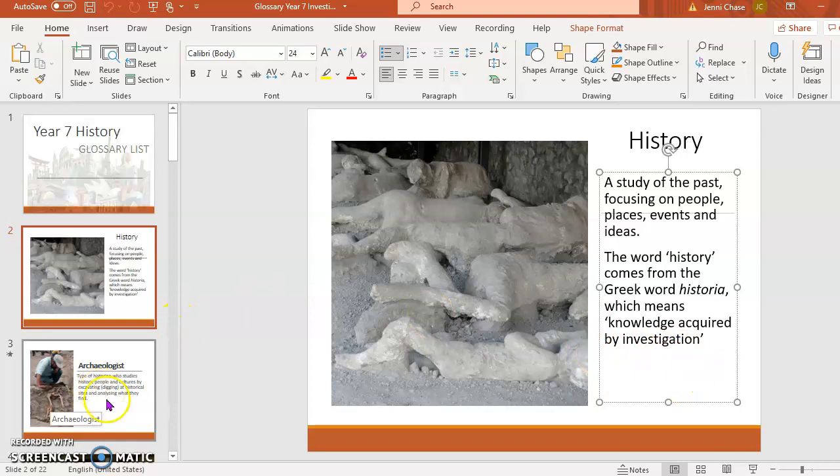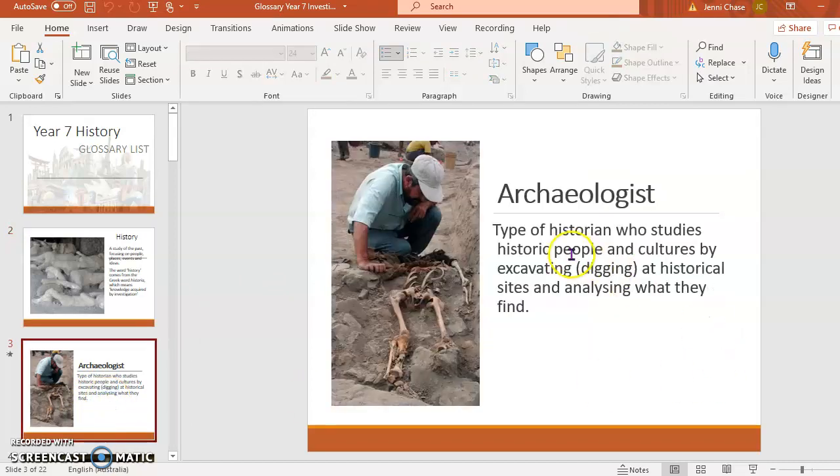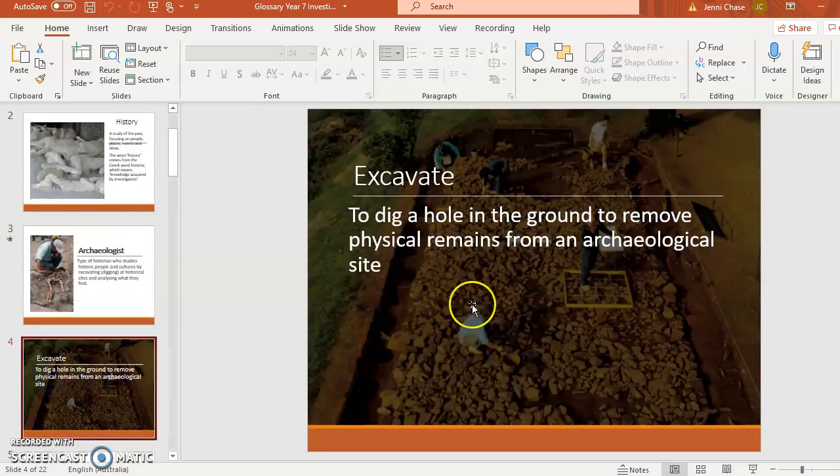So one way we do history, or some people do, is through archaeology. An archaeologist is a type of historian who studies historic people and cultures by excavating, digging basically, at historical sites and analysing what they find. So they're like a hands-on historian. Excavate, as we've just seen, means basically to dig a hole in the ground, but it's a little bit more complex than that, because we want to do it in a way that doesn't destroy physical remains from an archaeological site, a site of historical importance.